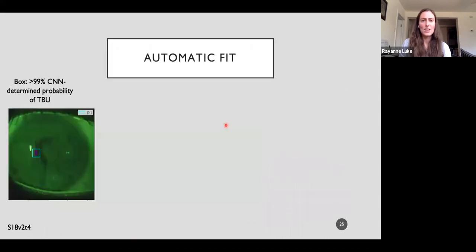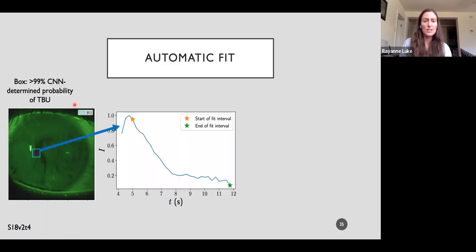So we took this, and now we're going to do automatic fits that look very similar to what I was doing manually. This blue box here is a highlighted region where the convolutional neural network identified with greater than a 99% probability that there is breakup. And what we did is we extracted fluorescent intensity from the center of that box. And this is what it looked like.